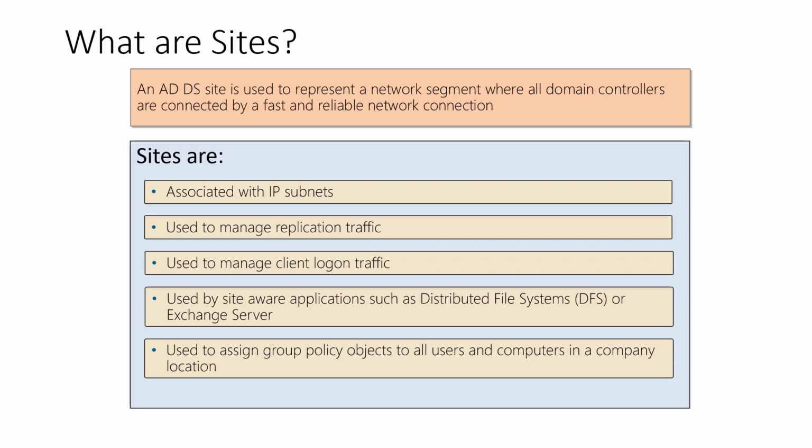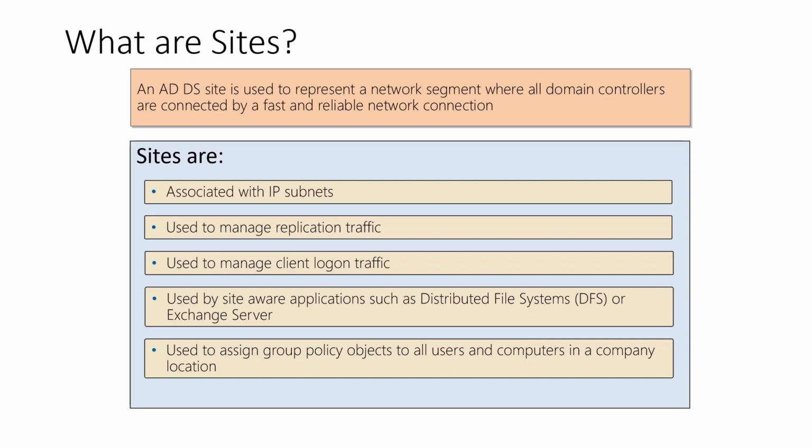The primary reason for creating a site is to control network traffic across wide area network links. By creating sites, you can minimize replication traffic across the WAN link because you can schedule the replication. You also control client logon traffic and provide a better client logon experience because client computers will always connect to a domain controller in their own site first.